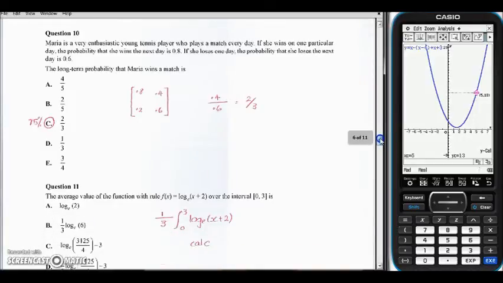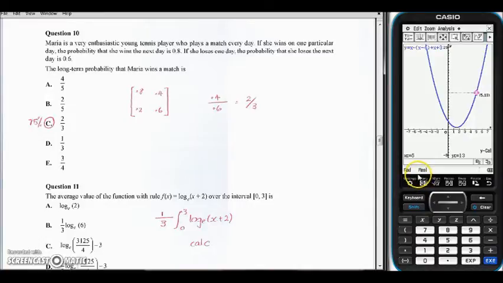Question 10. Maria is a very enthusiastic young tennis player who plays a match every day. If she wins on one day, there's a 0.8 chance that she'll win the next day, but if she loses, there's a 0.6 chance that she'll lose the following day. So for the long-term probability, we're looking at Markov chains, and we're looking for the steady state solution.